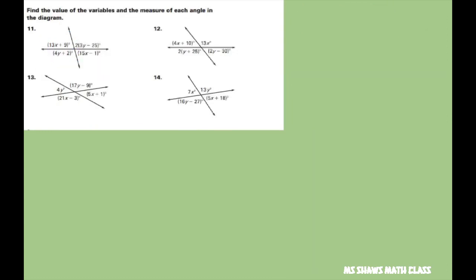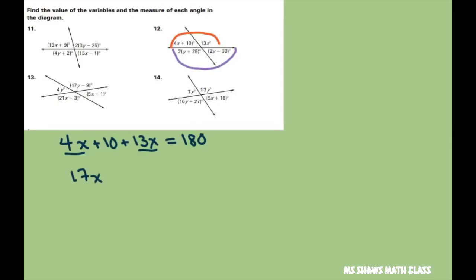Okay, so for number 12, this one we're using since these are both x's, and these are both y's, we're going to use the supplementary angle theorem. So for x, you're just going to add them up. So 4x plus 10 plus 13x should equal 180. So I'm going to add these 2 up and get 17x. Subtract 10 from both sides, and I get 17x equals 170. Divide both sides by 17. So x is 10.